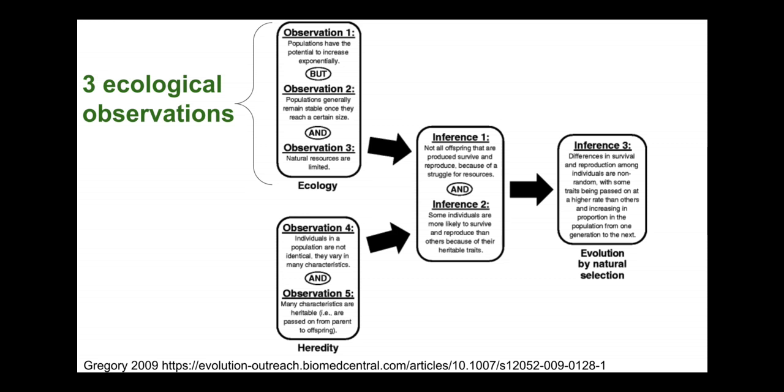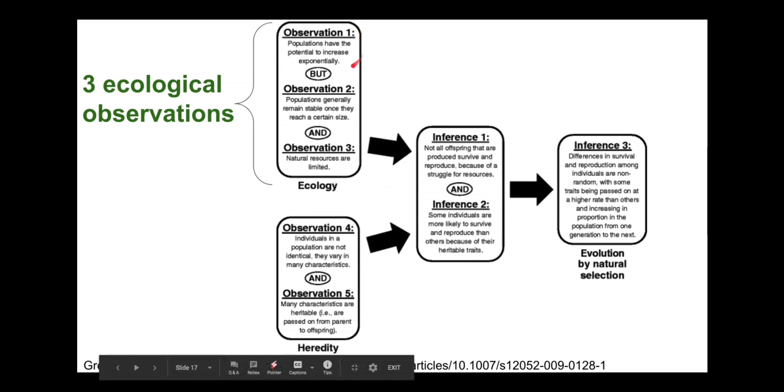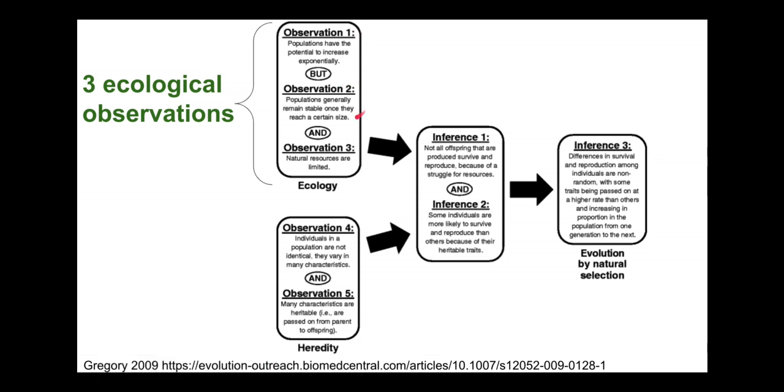So there's 3 ecological observations. They have to do with the ability for populations to grow. That's observation 1. Observation 2 is the fact that you go out in nature, and while populations tend to grow, they're often stable. You go out one day, there's a certain number of trees in your backyard. You go out the next day, there's the same number. There's always a handful of squirrels in my yard. There's never millions. There's never just 1 or 2. There's always 4 or 5 that I see every day running around.